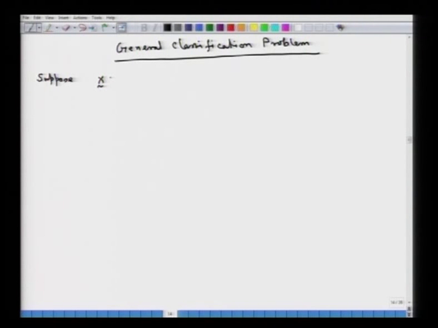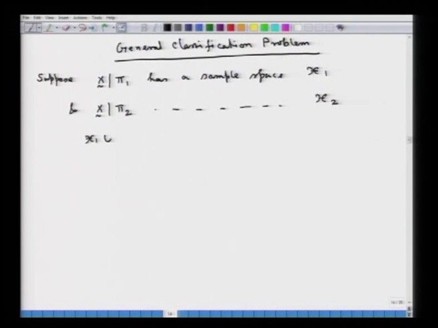Suppose x, the multivariate random vector, is from the pi 1 population, which has a sample space, say script x1, and x, given the second population, we are still looking at a two population problem, has a sample space similarly, say script x2. Now, x1 union x2, the union of the two sample spaces, is the entire space of possible x vectors.